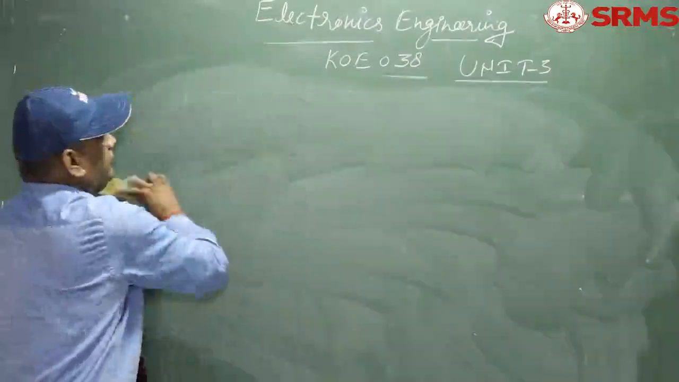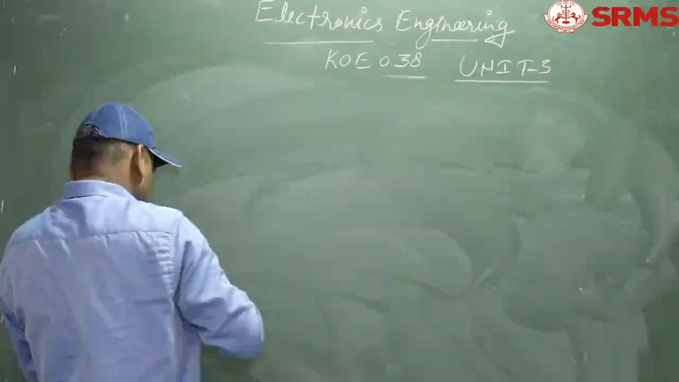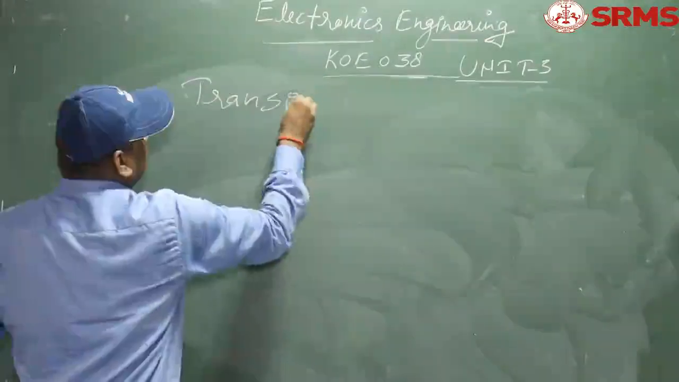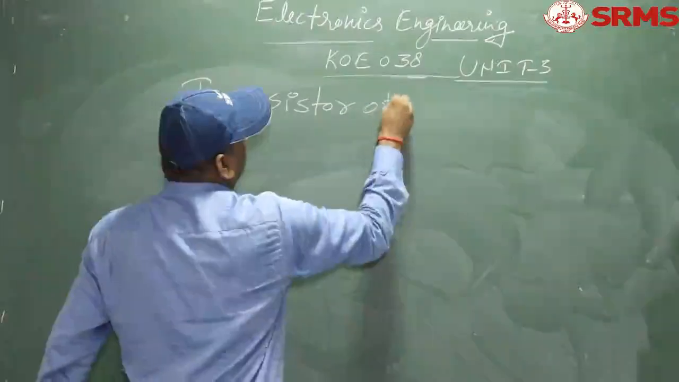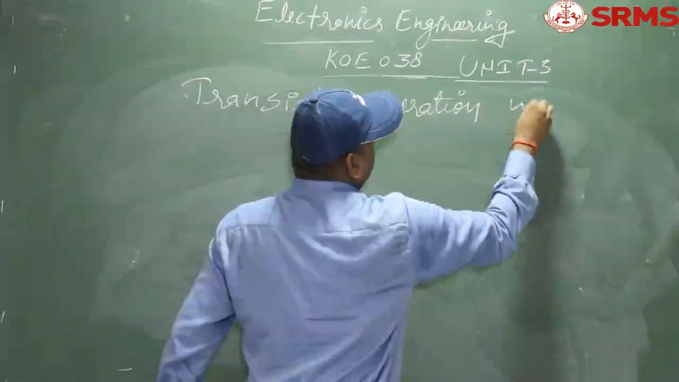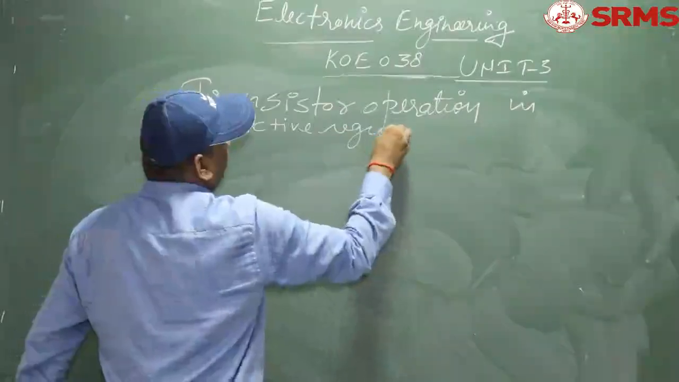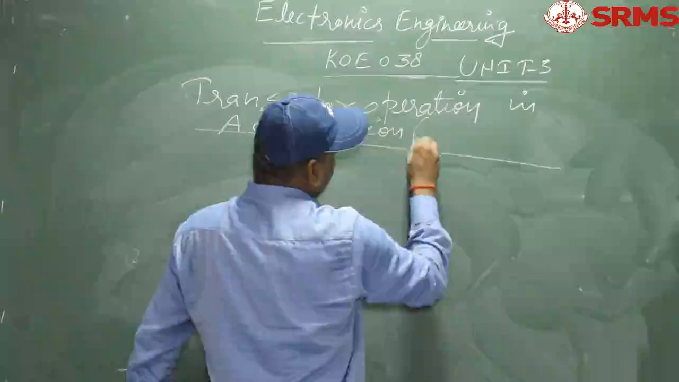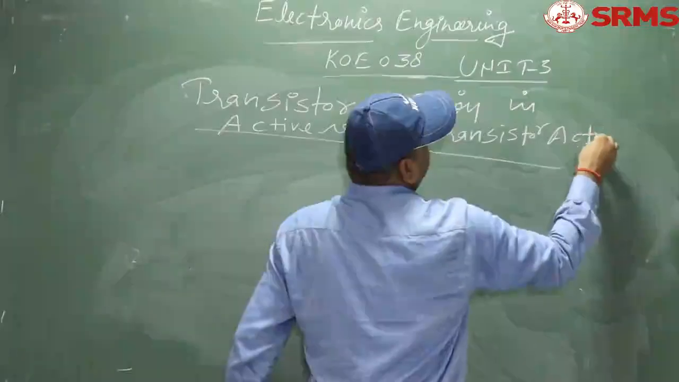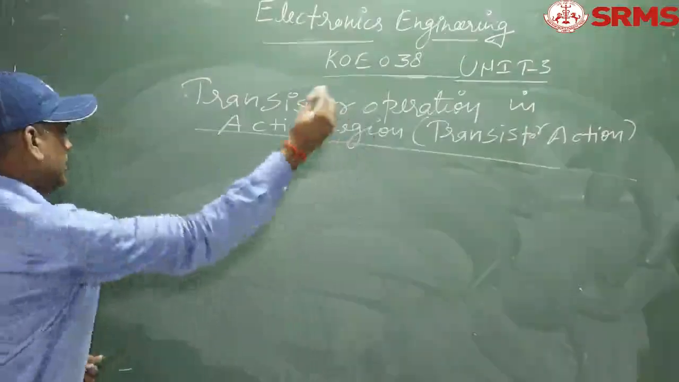Now, we will discuss transistor action, or you can say transistor operation, transistor operation in the active region, or you can say transistor action. So for that purpose, firstly I want to draw the diagram.